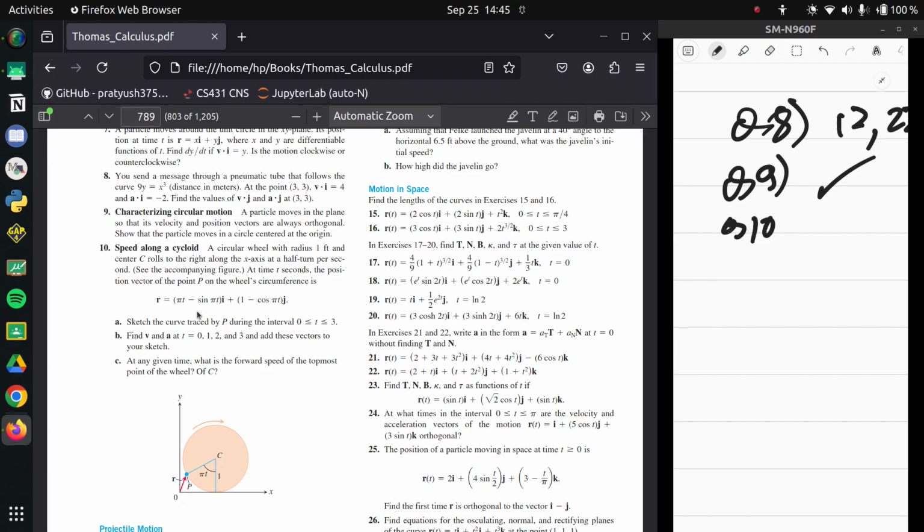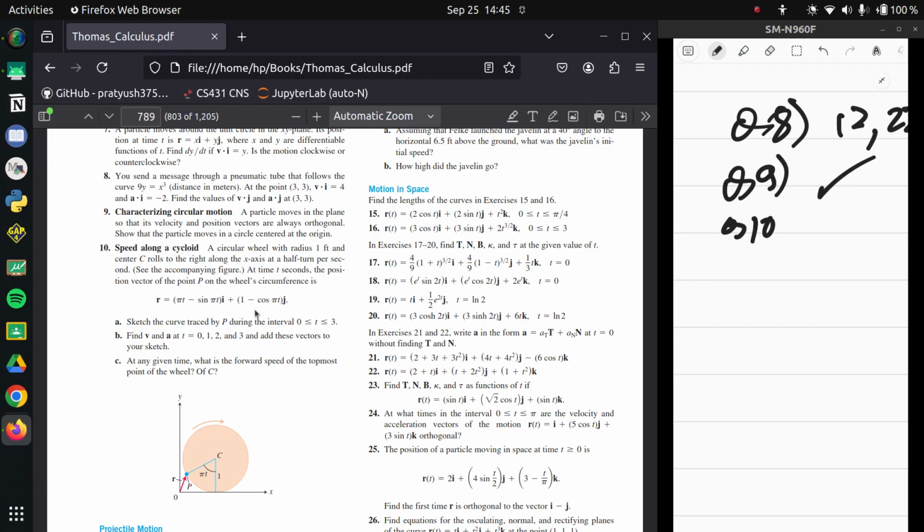The angle was initially minus pi by 2, and the angle is decreasing by pi t, so it's minus pi by 2 minus pi t, and the vector consists of that. Cosine of minus pi by 2 minus pi t is minus sine of pi t. The sine of that is minus cosine of pi t directly. So yes, this is correct.